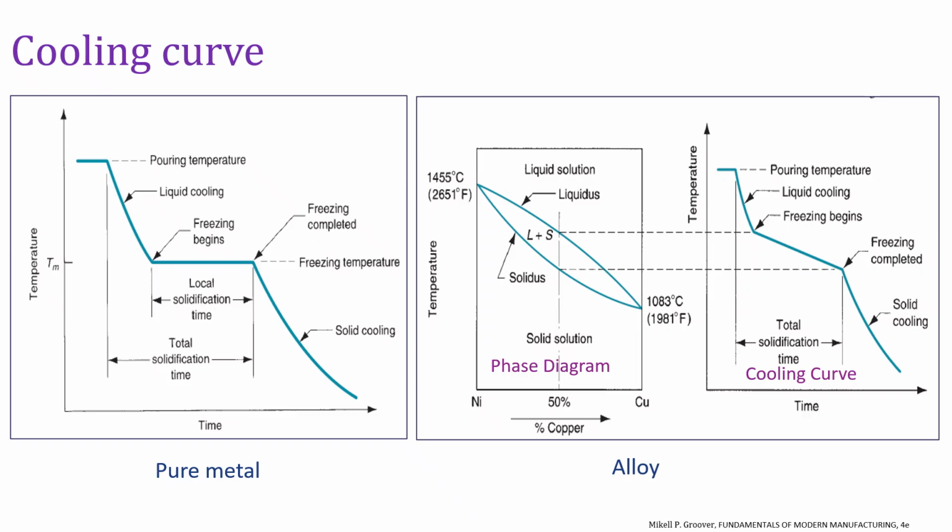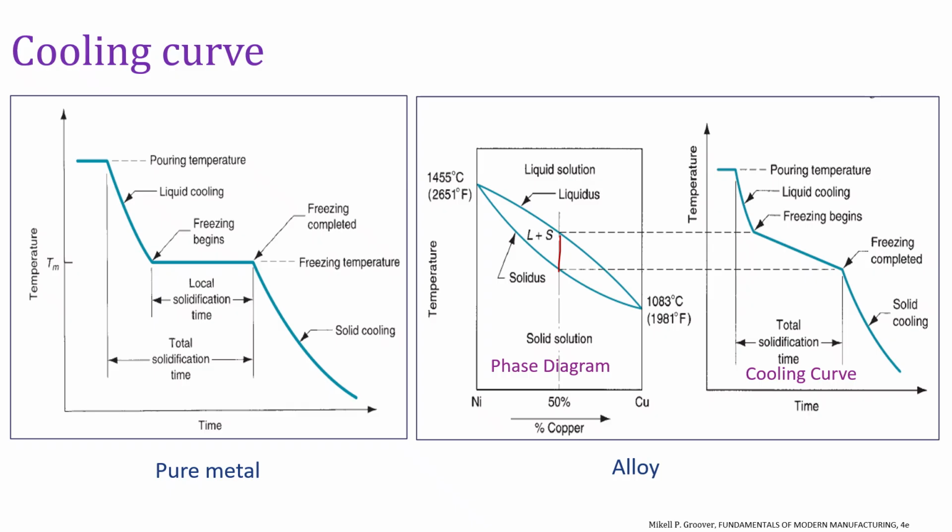In contrast to the pure metal, an alloy does not solidify at a single temperature, because in an alloy we have two or more materials. Instead, it solidifies gradually over a temperature range, right? So the solidification happens between the liquidus and solidus temperatures. During this interval, both liquid and solid phases coexist.